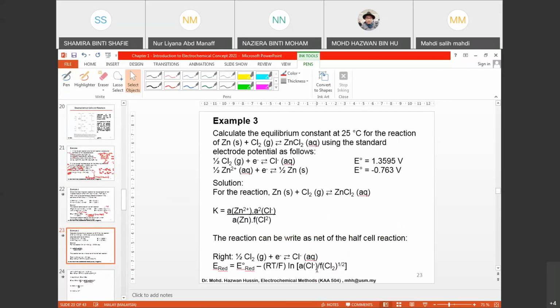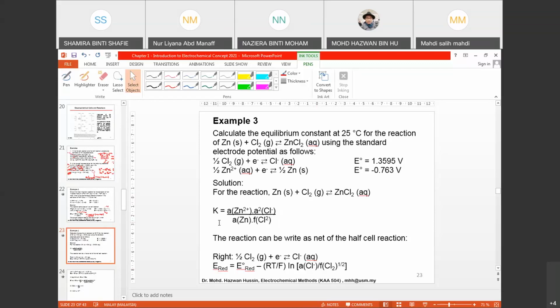Okay, for example 3, calculate the equilibrium constant at 25 degrees C for the reaction of zinc plus chlorine gas that forms zinc chloride, using the standard electrode potentials as shown. So same thing, you look at the half equations in the electrochemical series. The E naught is equal to 1.35 for chlorine, and for zinc it is equal to minus 0.76. The reaction is as follows.